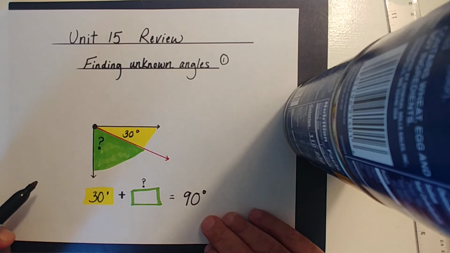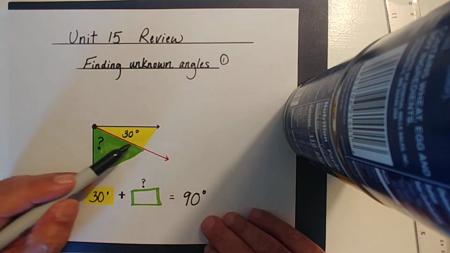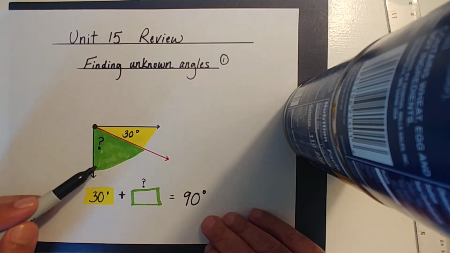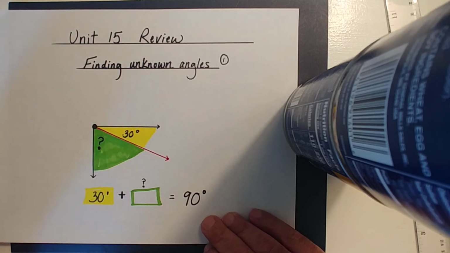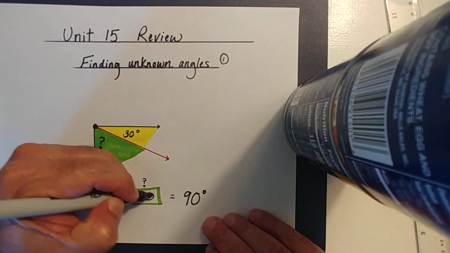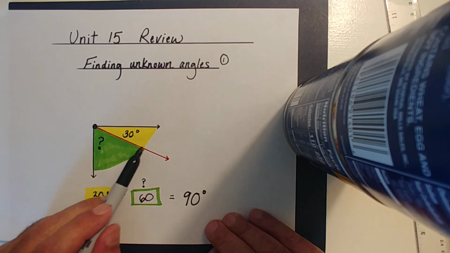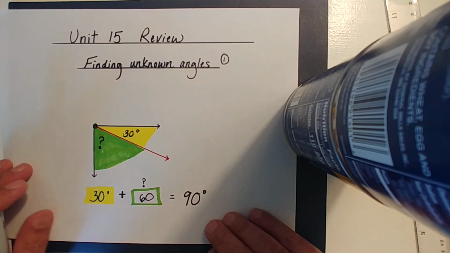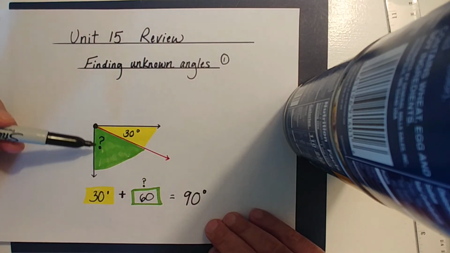Well, it would have to be 60, because the only way I could get the full 90, here's right here, 90 degrees, so it would be this yellow 30 plus this green would have to be 60. That's how I'm going to equal my 90 degrees, which would be the yellow and the green combined. You can look at the outside for that.